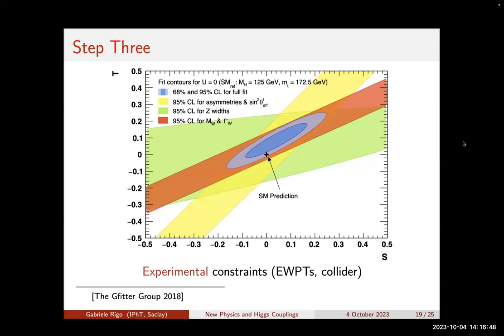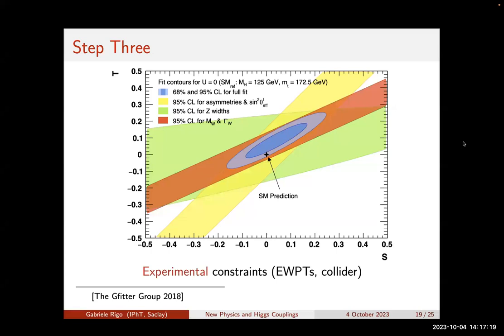Those electroweak precision constraints are typically expressed in terms of the S and T parameters, the Peskin and Takeuchi parameters. Just as a reminder of what these are, they are numbers that parameterize the allowed deviations from the standard model that you can have from precision measurements at the lab. And these are already quite constraining.